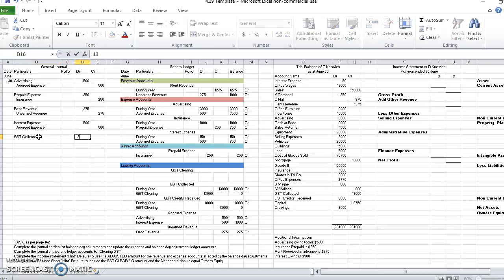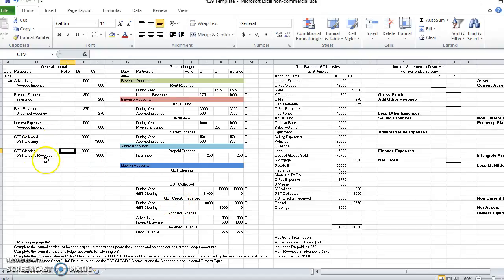GST collected was debited for $13,000. And the other account was GST clearing. The next one will be GST credits received, credited for $8,000. So we're going to credit GST credits received for $8,000. And the other account was GST clearing, as we can see.